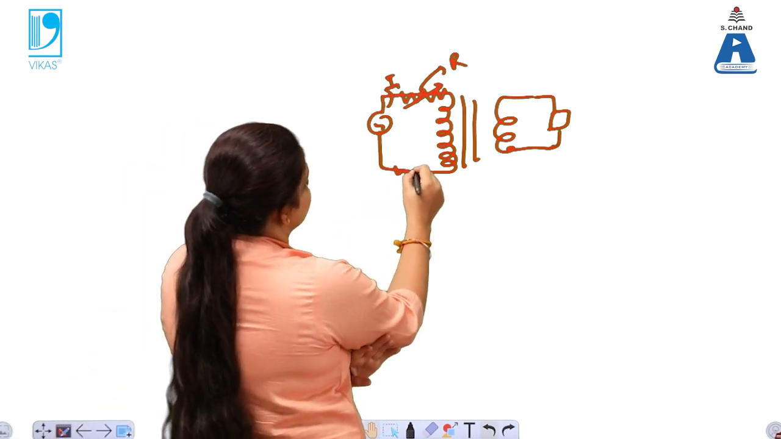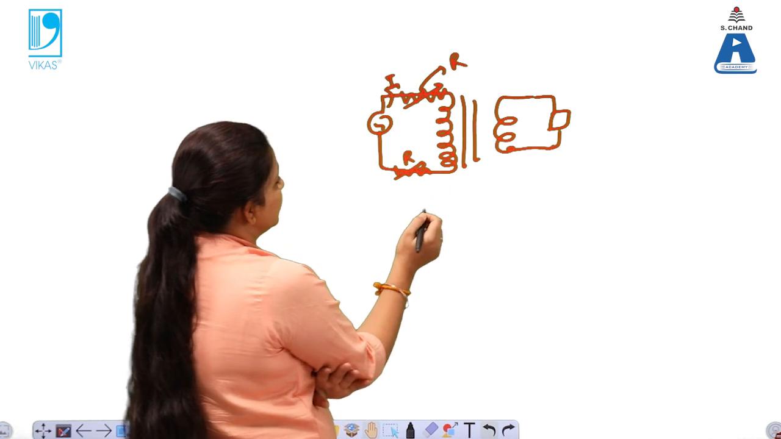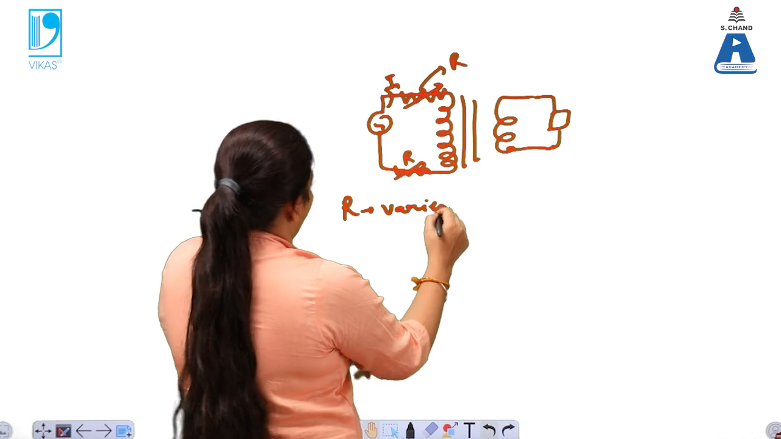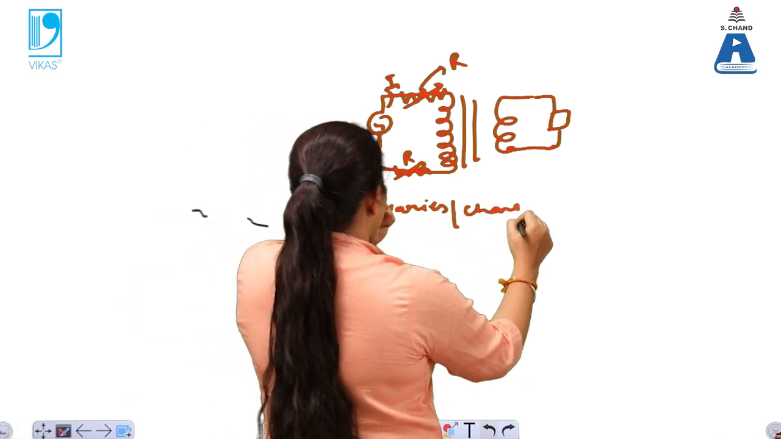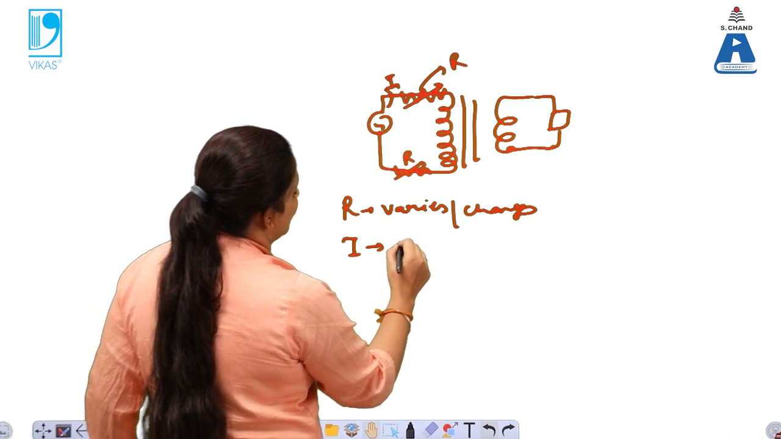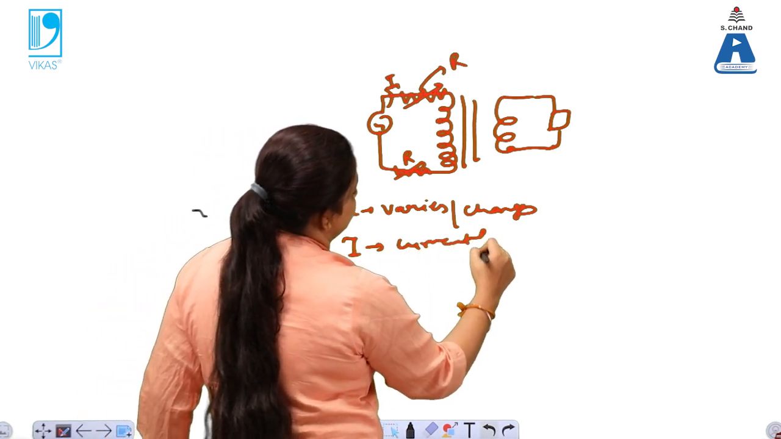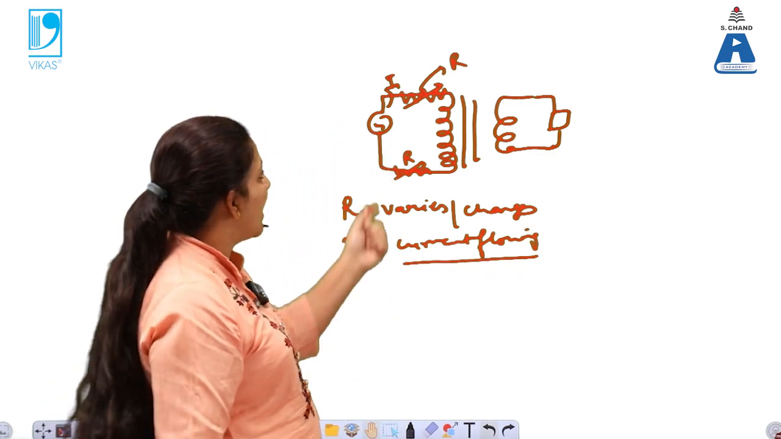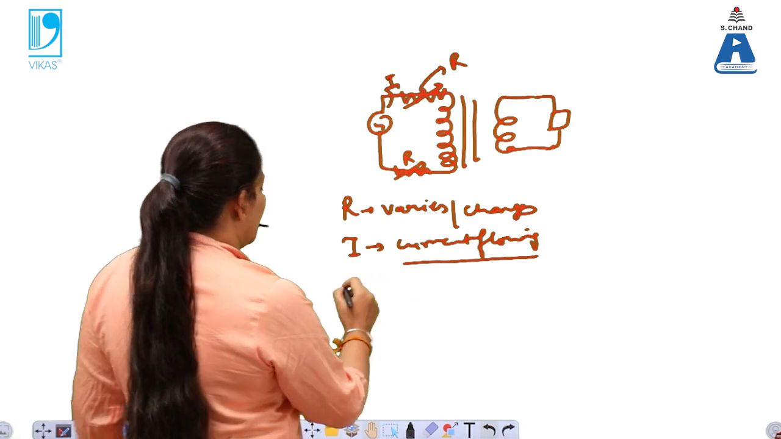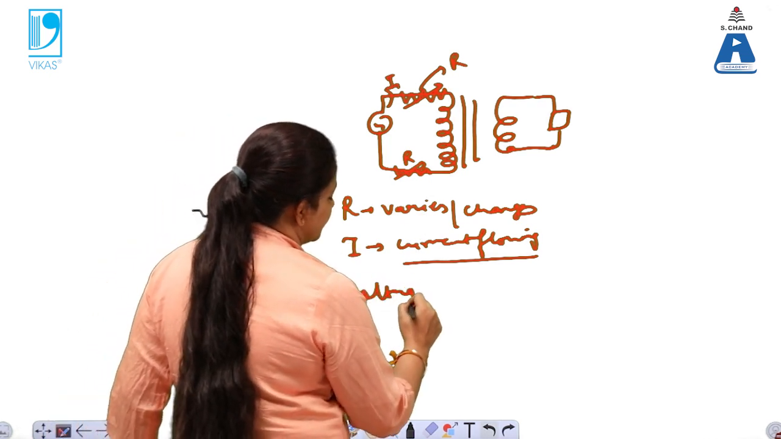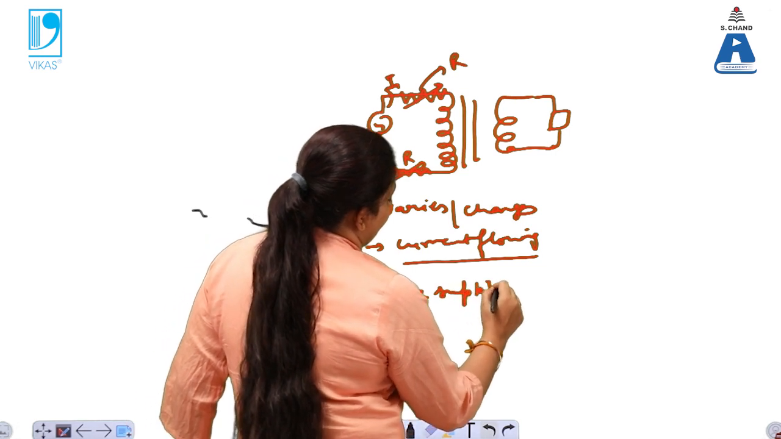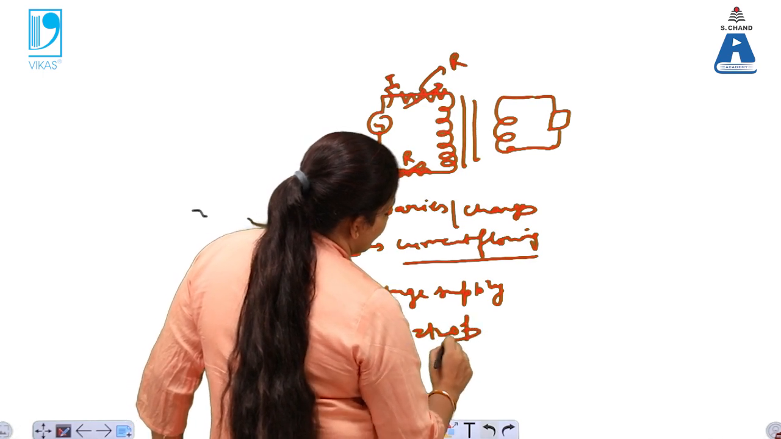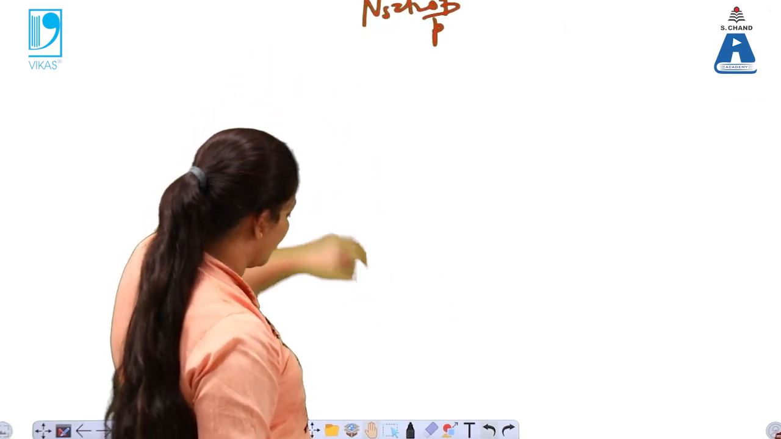When the variable resistance is introduced in this case, as R varies, R changes, automatically the current flowing through it will change. Now as the current goes on changing, automatically the voltage supply can be changed. So the speed, frequency can be altered. So in this case the speed of the motor can be controlled over here.